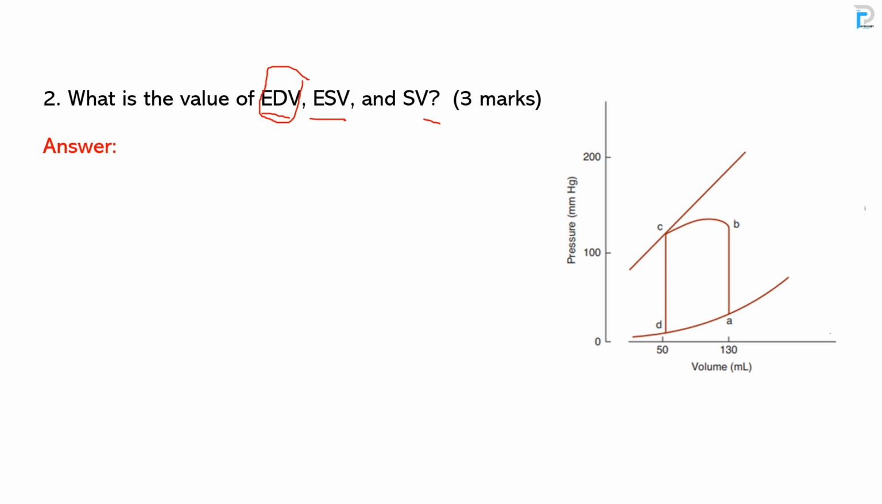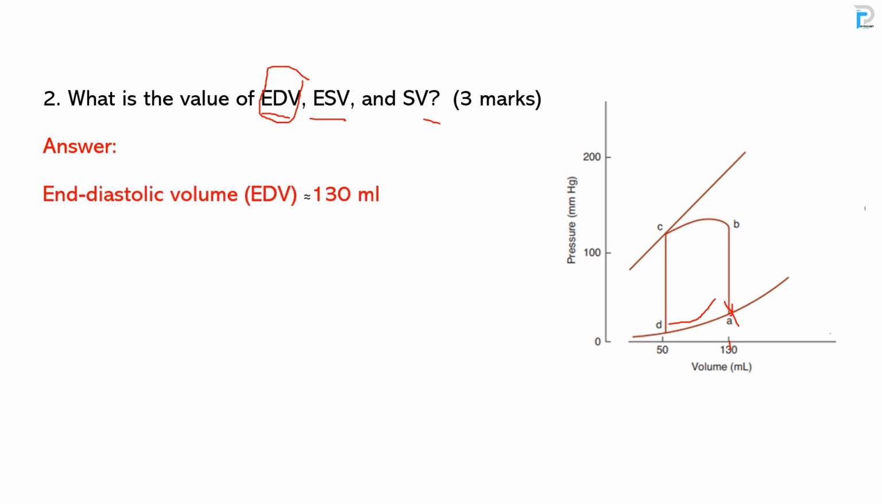So where is the diastole? Diastole was here during filling. So that is the end of it, that is the end of diastole. So how much blood was there in the ventricle? 130 ml. So that 130 ml is the answer for EDV.